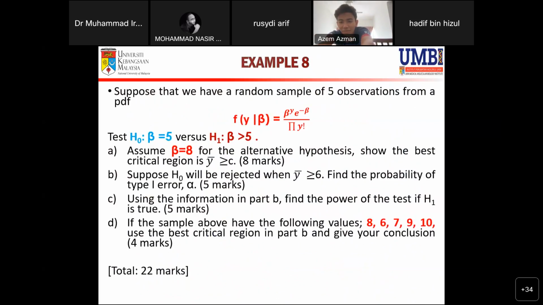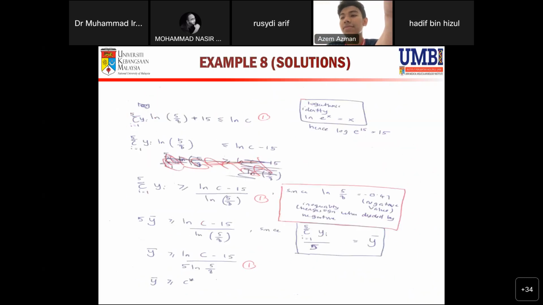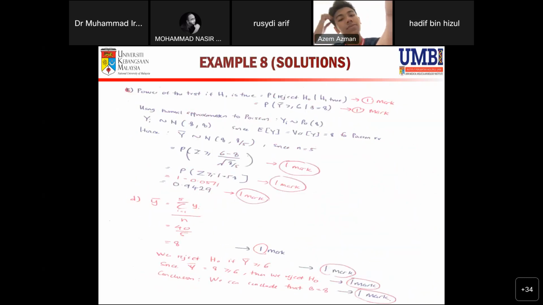So using the information in part B, where we know that we're going to reject the null hypothesis when the y bar is equivalent to 6 or more than 6, we find the power of the test if H1 is true, or the alternative hypothesis is true. Okay, so the power of the test is given by this one, the probability of rejecting the null hypothesis when the alternative hypothesis is true. So if you put the things in a correct manner, you'll get 1 mark there.